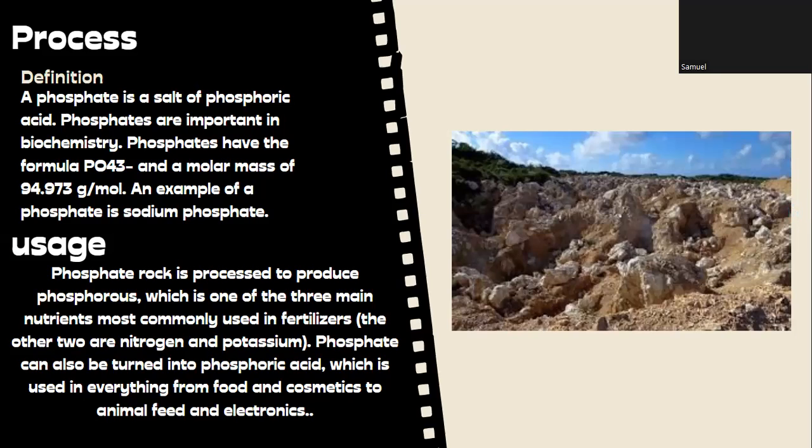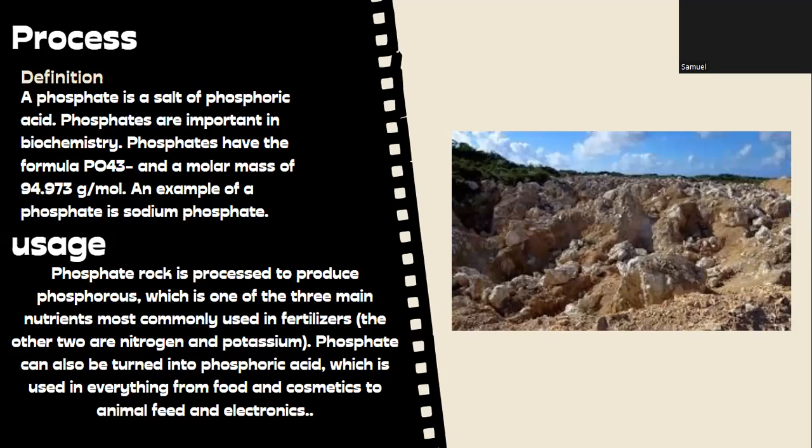And then the next, phosphate, a salt of phosphoric acid. Phosphates are important in biochemistry. Phosphates have the formula PO4 3- and a molar mass of 94.973 g per mole. An example of phosphate is sodium phosphate.